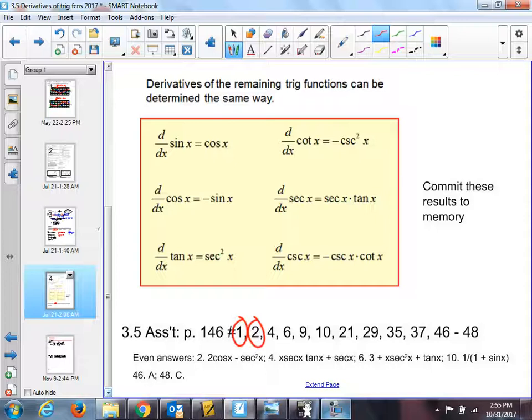Ooh, I can't do 2 because it has tangent of x. I'm trying to just keep sines and cosines here. I'm trying to be nice. Okay, 6. Nope. 9. Nope. 10. Yep. So you can do 1, you can do 10. In the next few minutes, 21.